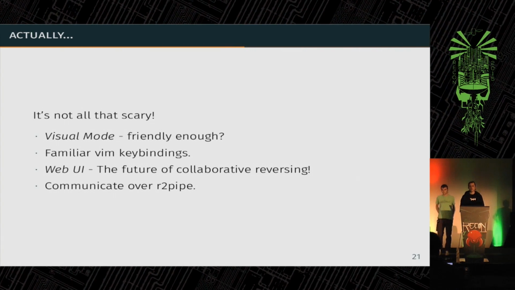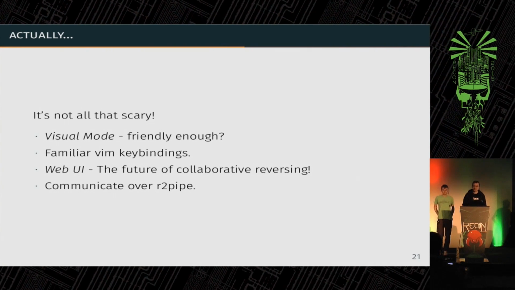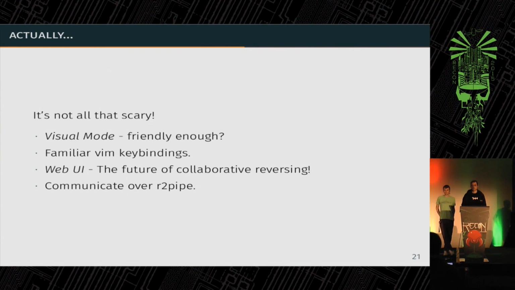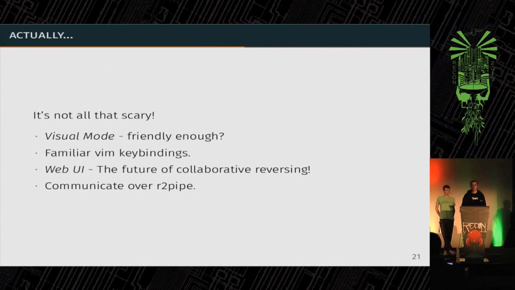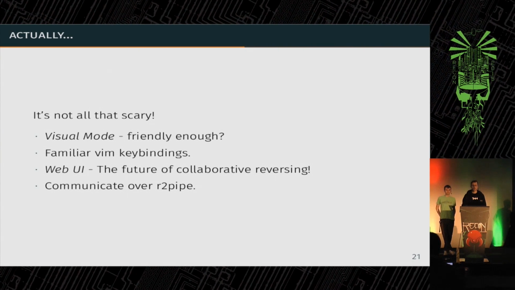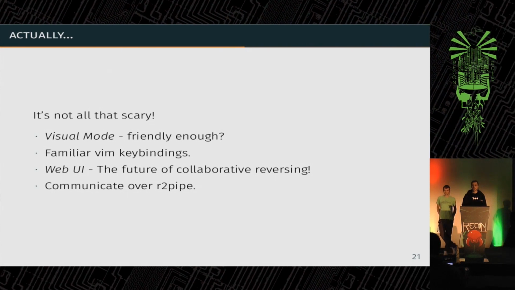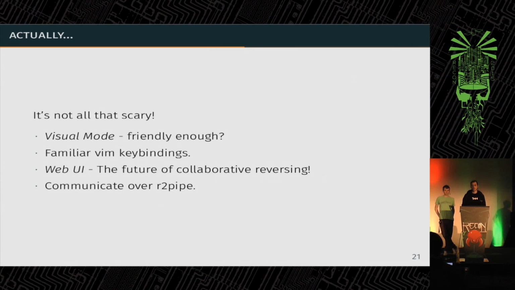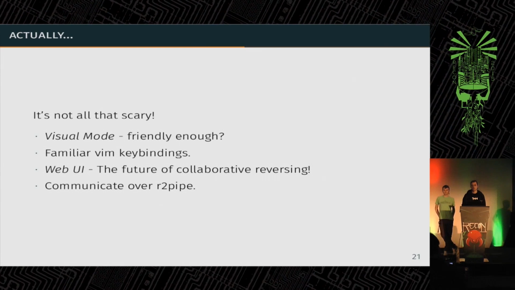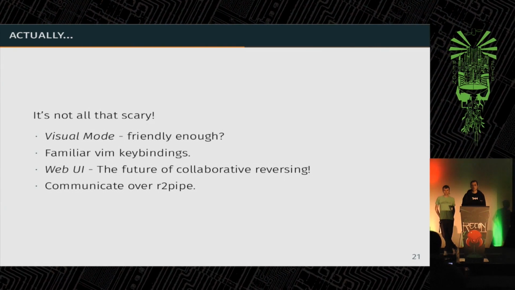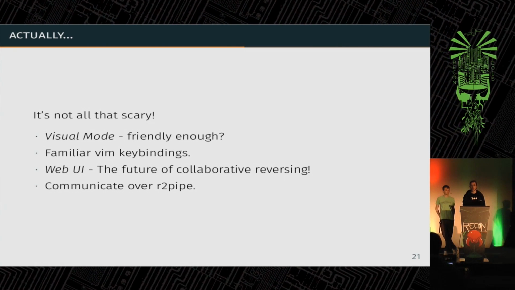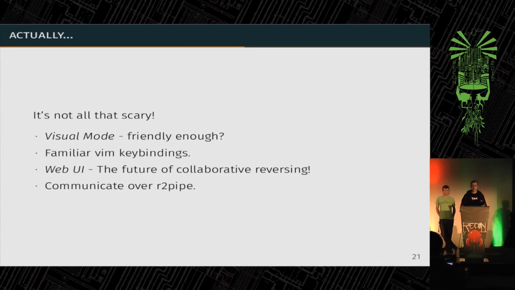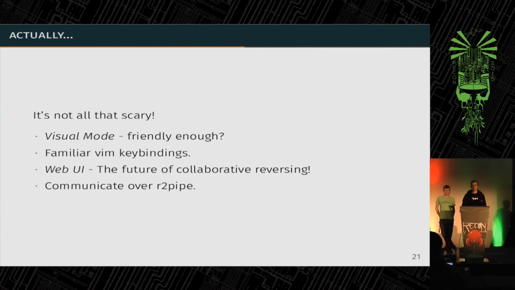We've got a web UI, because I don't know why, but it can be used for collaborative reversing. For example, you can launch Radare2 on your iPhone or your iWatch stuff, and debug it from your laptop using your web UI. So this is pretty cool. And you can communicate over R2 pipe. So, for example, you can spawn an application on your iWatch, and your friend at the other end of the world can debug it on his computer. That's pretty cool.